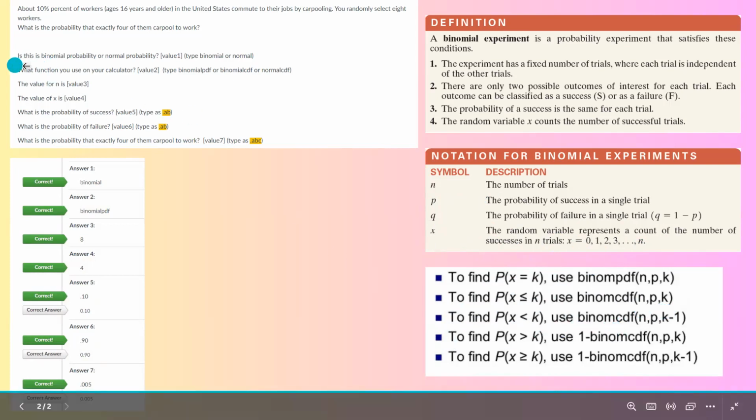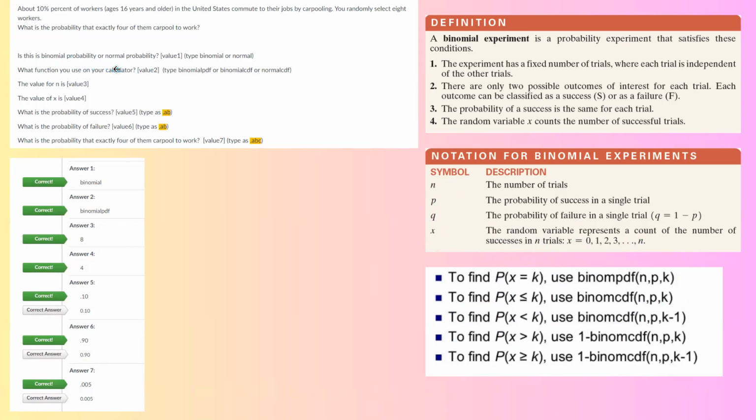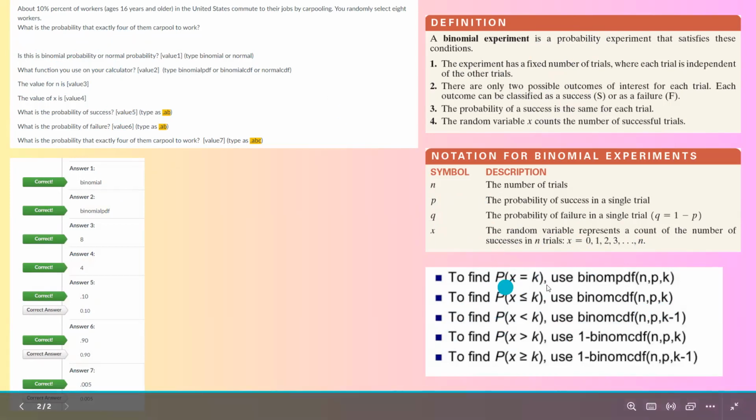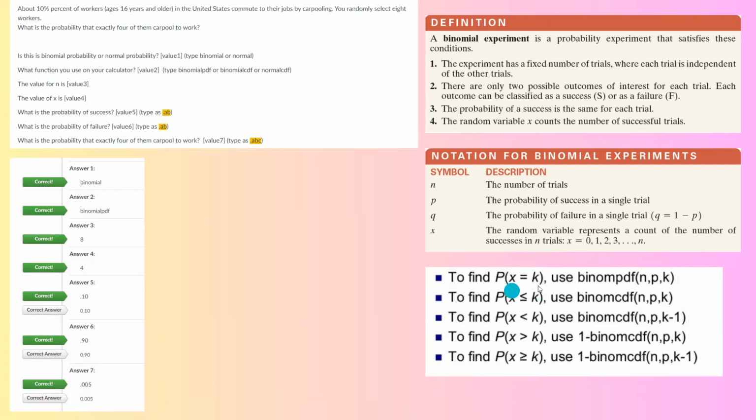So take a look at the question. Is this a binomial probability? Yes, it's a binomial probability because it fits the definition of a binomial experiment. Since it says exactly 4, you are using the very first case, exactly 4. X is 4, so this is binomial PDF. Now, how many people were selected? 8 people were selected, and you want to know how many of them, exactly 4, actually carpool together. So this is your x.